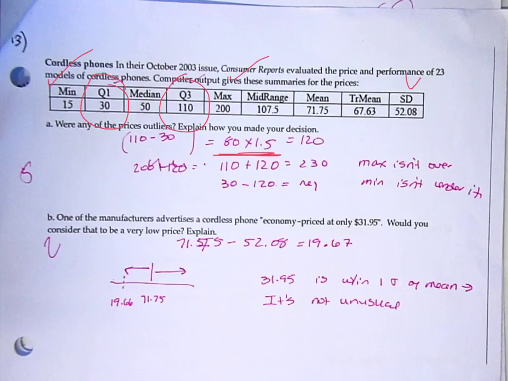For part B, asking whether 31.95 would be really low, there were a couple of different answers. Some of you said that this didn't fail the outlier test, so no, it's not that unusual. And some of you said, well, hey, it's within 1 standard deviation of the mean. That was awesome because that means it's not unusual. Now, if you got a probability using normalcdf, that would be incorrect because the data could not be modeled with a normal model.